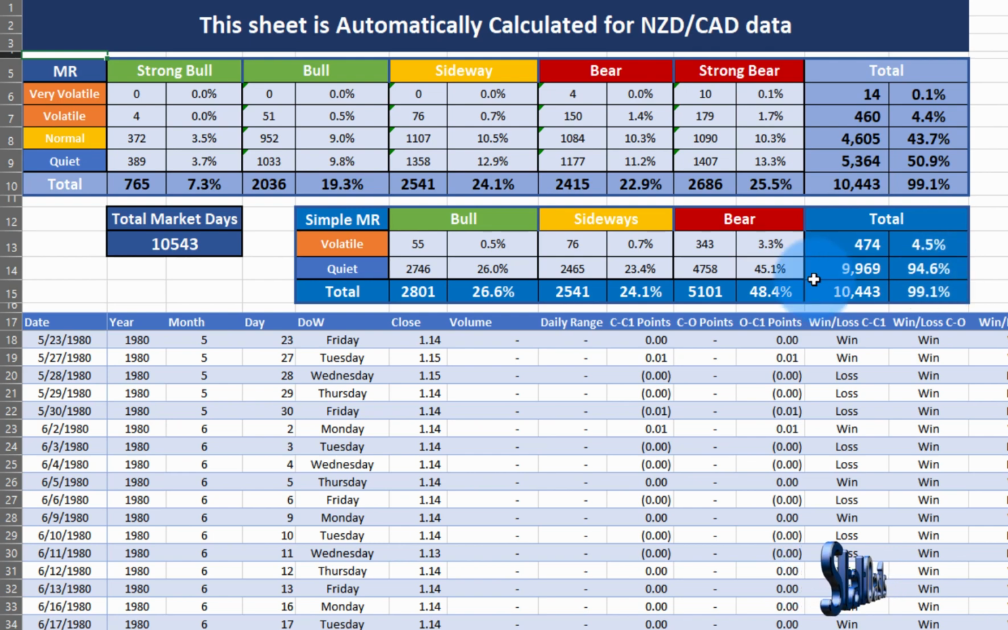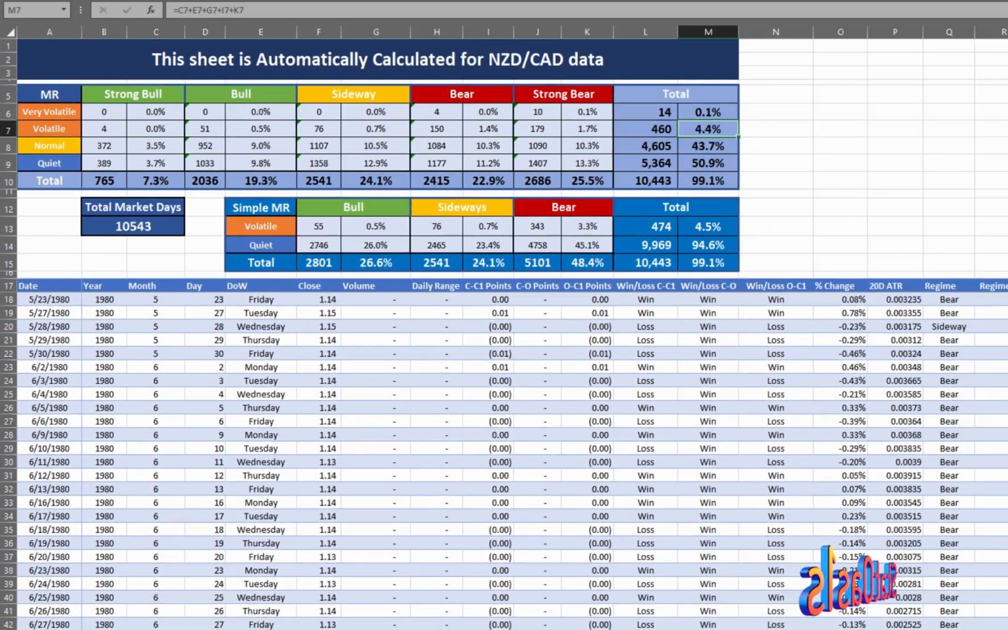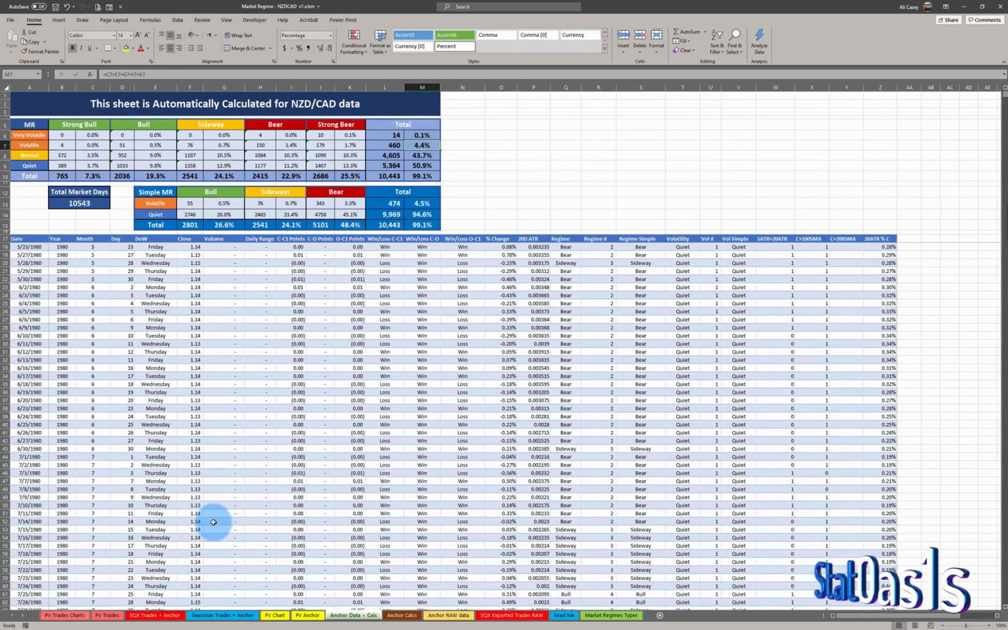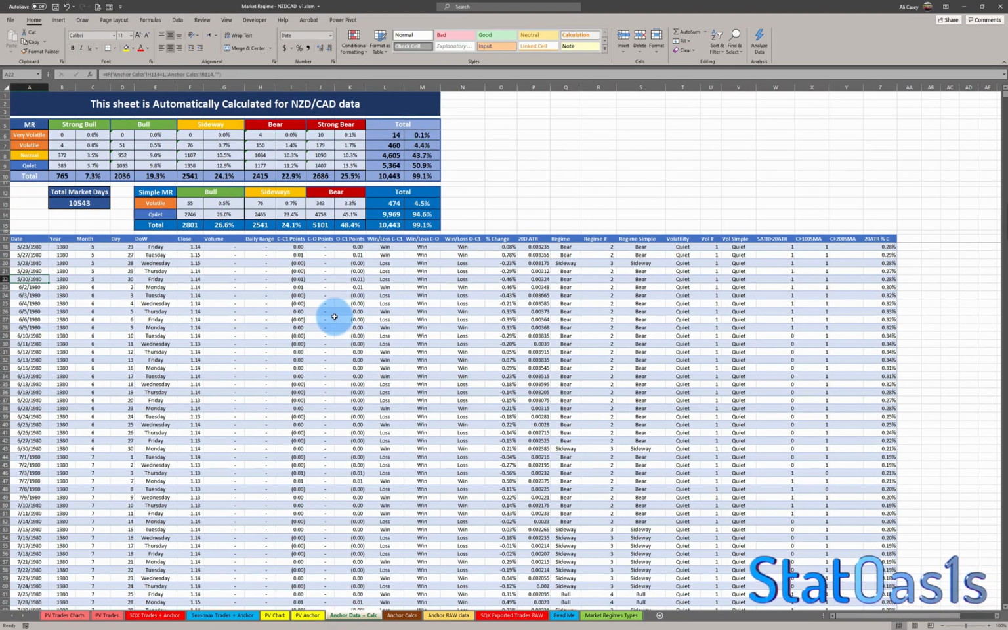Now it's 94% quiet, so it's hard to define the market based on volatility unless you go full volatility. Then you can see that quiet is 50, 43 is normal, and then only 4.5% volatile. But we can see we still have good percentages based on direction. So volatility, not much, but on direction we have good separation. So let's see how this strategy performs. So even though the market regime is based on daily data, you can still do intraday and see how the strategy performs on the market regime.